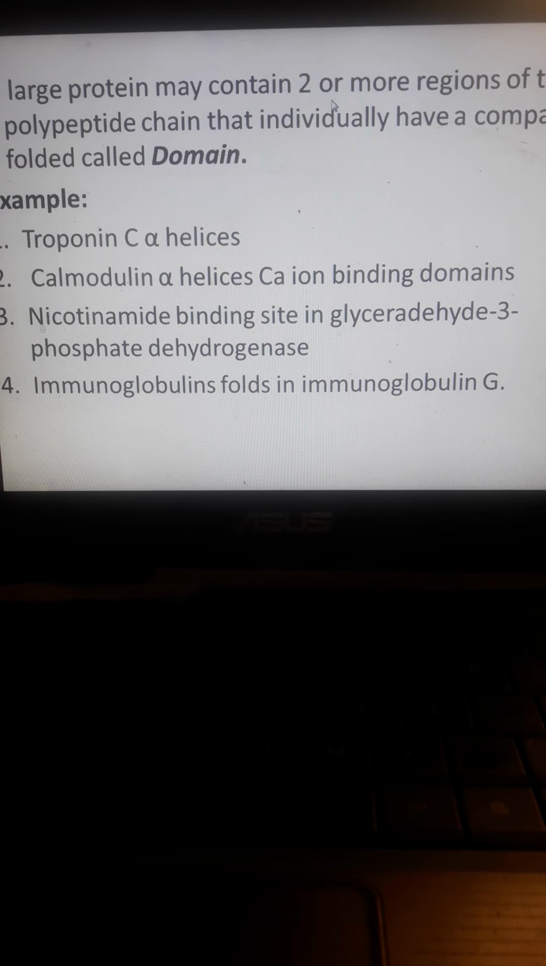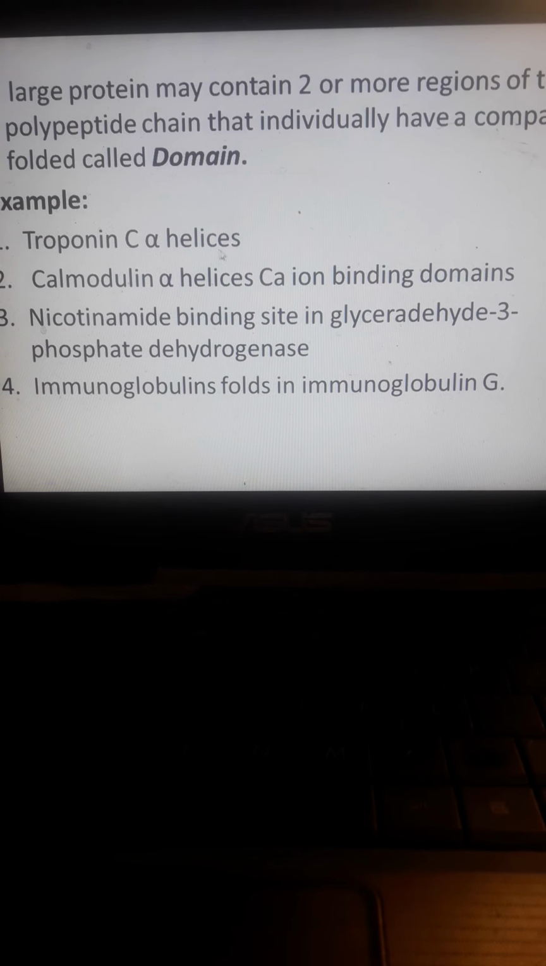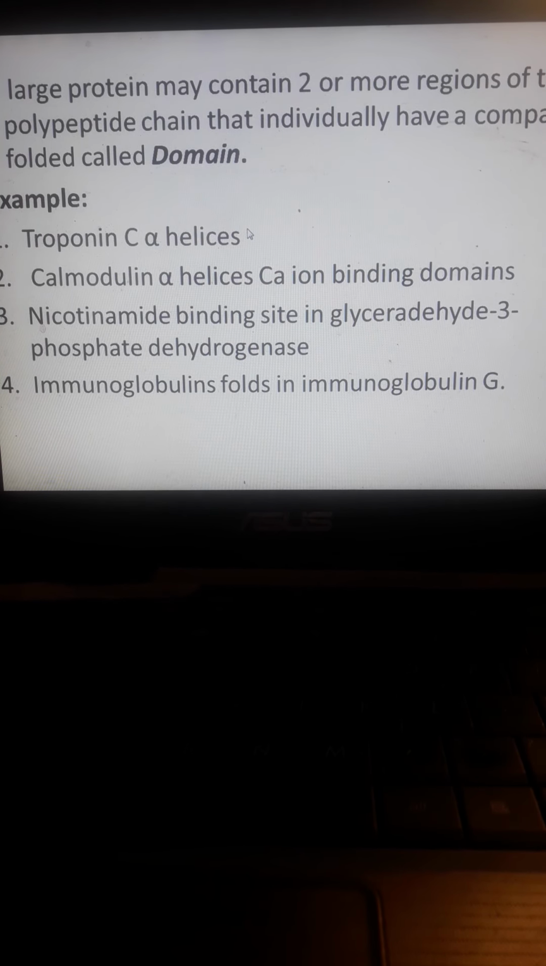So large proteins may contain two or more regions. The polypeptide chains individually have a compact region called a domain. Example domains are troponin C, with alpha helices, which is involved in muscle contraction, and calmodulin, with alpha helices and calcium-binding domains. Calmodulin is found in the cytoplasm, wherein an increased calcium level triggers muscular contraction, and of course it also controls blood flow.